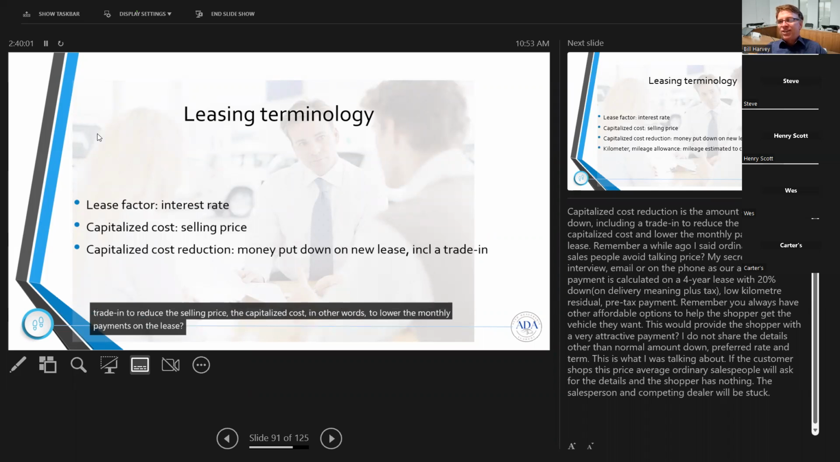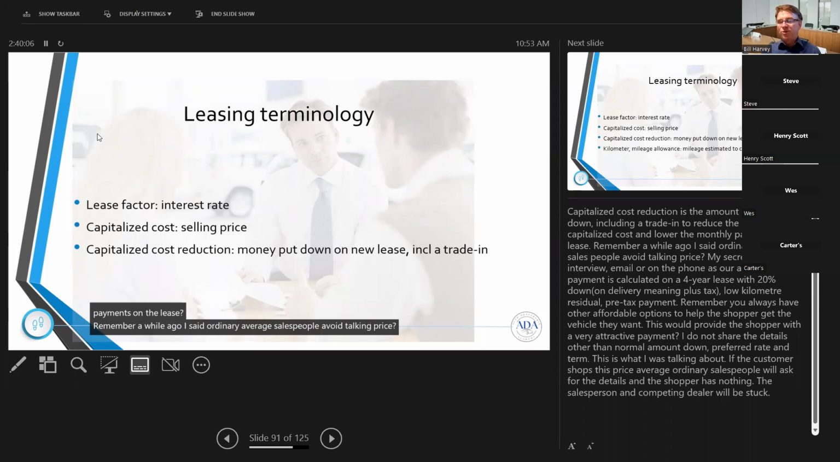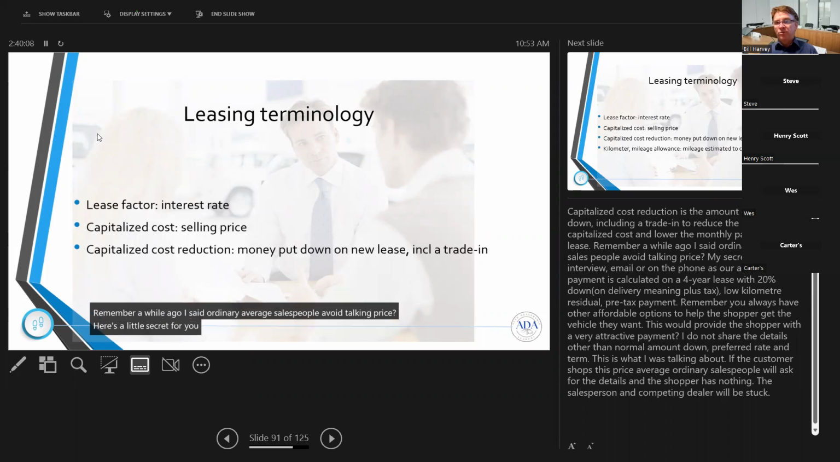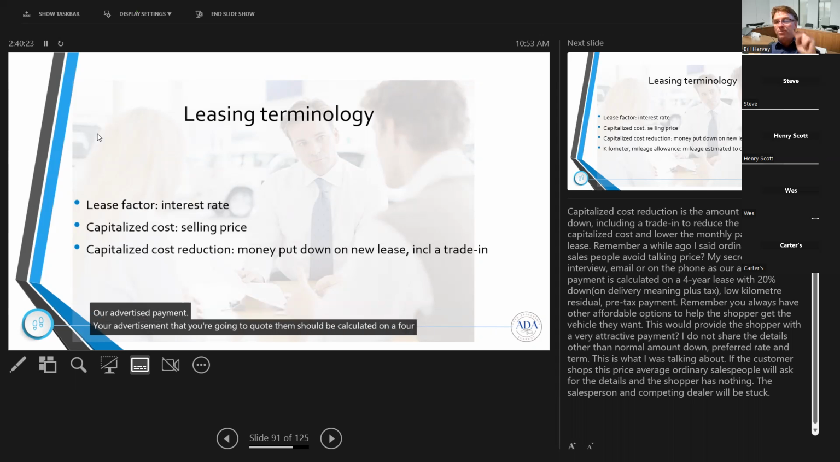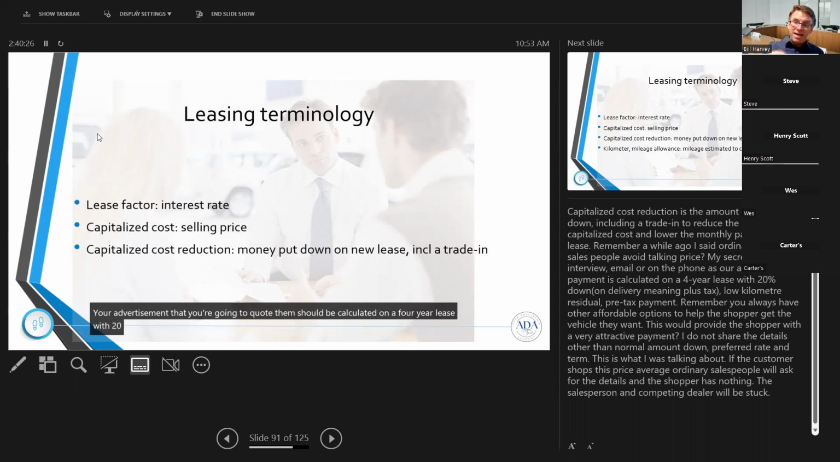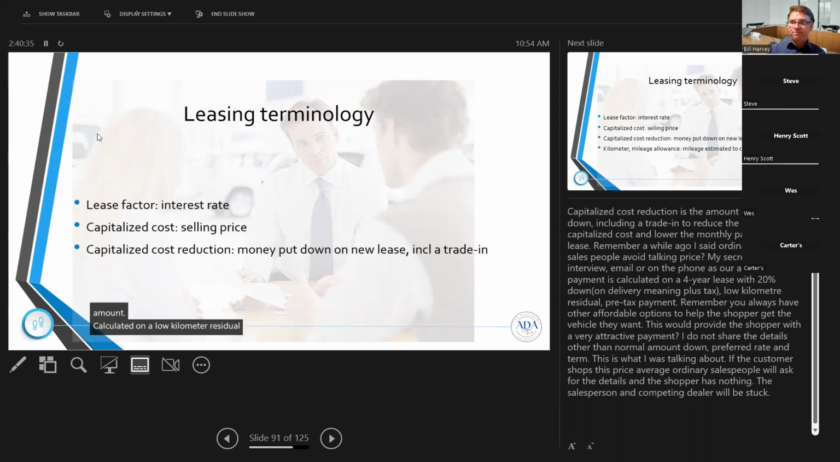Remember a while ago, I said ordinary average salespeople avoid talking price? Well, here's a little secret for you. At the interview, or on email, or on the phone, the advertised payment that you're going to quote them should be calculated on a 4-year lease with 20% down, meaning the down payment is not including tax. This will be an on-delivery amount, calculated on a low kilometer residual with a pre-tax payment.